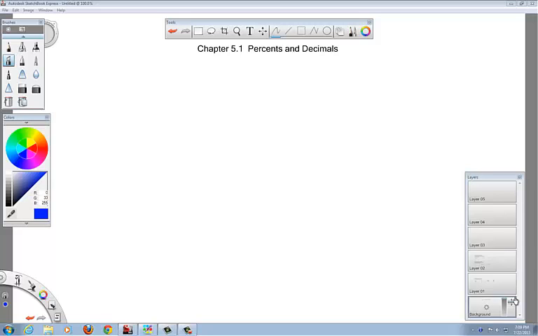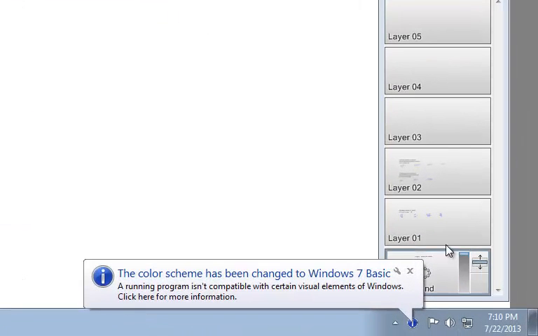Hello, Math 900 students. Starting Chapter 5. This is the last chapter of 0900. We're talking about percents. Percents and decimals this time. And here we go.